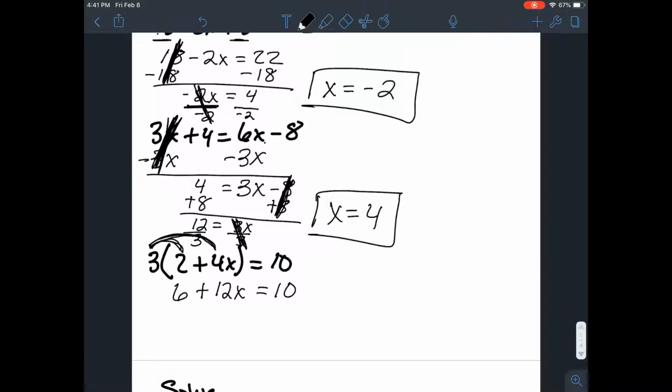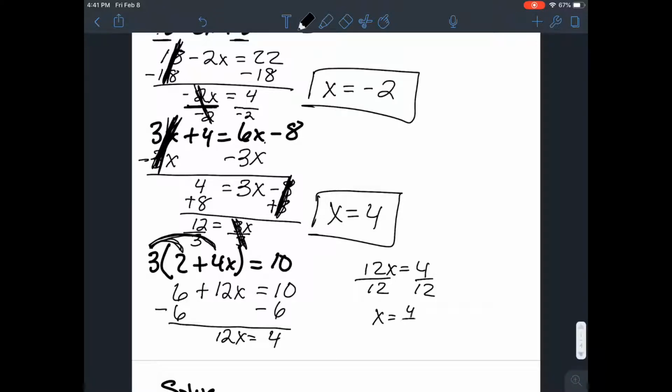Once you do that, you get a nice two-step. You subtract 6 from both sides. You get 12x equals 4. I'm going to rewrite that up here. 12x equals 4. Divide both sides by 12.